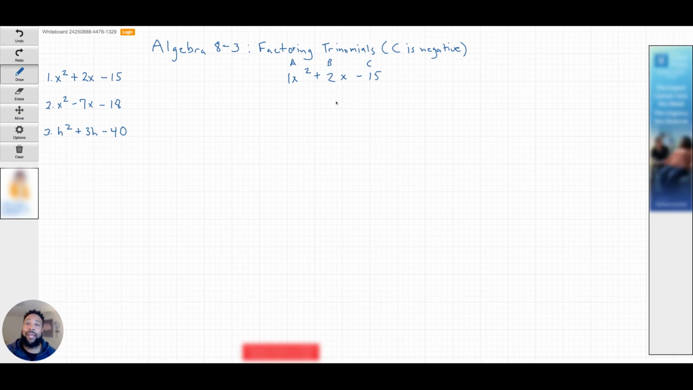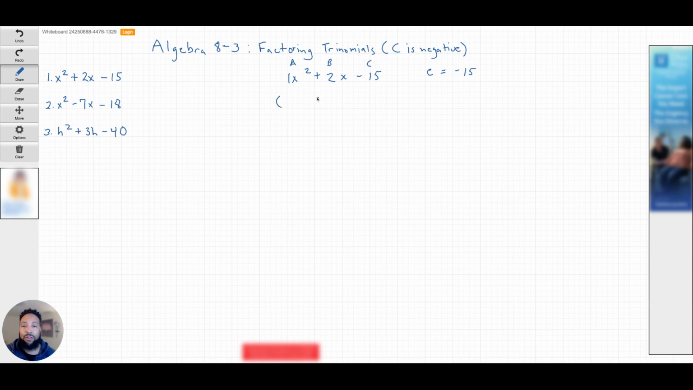And if you'd like to, you could go to the two previous lessons to find out what factoring is, what a trinomial is, and how that works with the FOIL method. And I'm going to show it here to you also. So now, basically, we're saying C is negative. So C equals negative 15. So how are we going to factor out this trinomial?